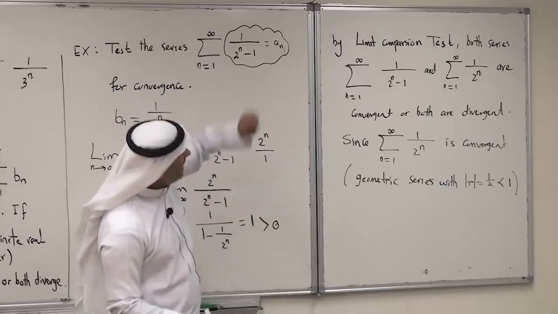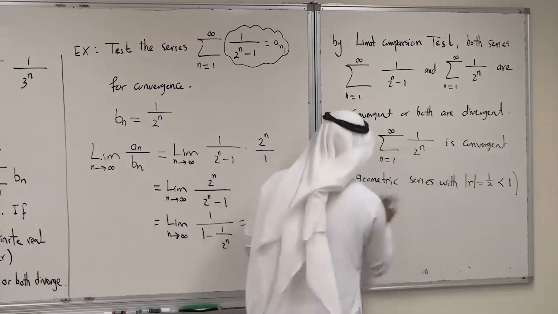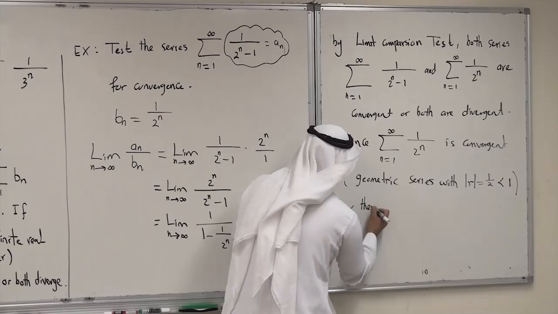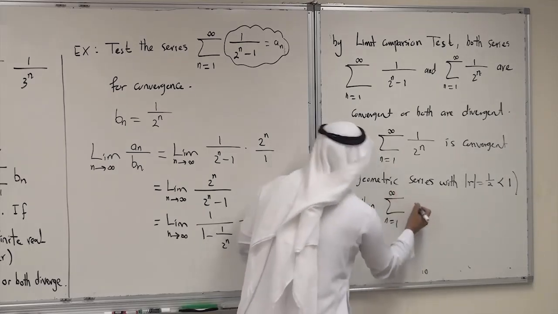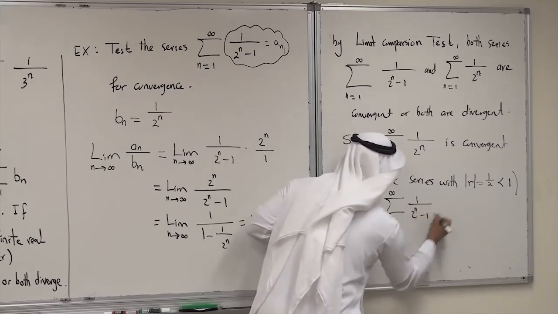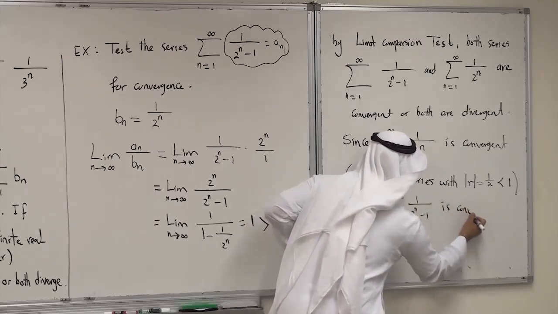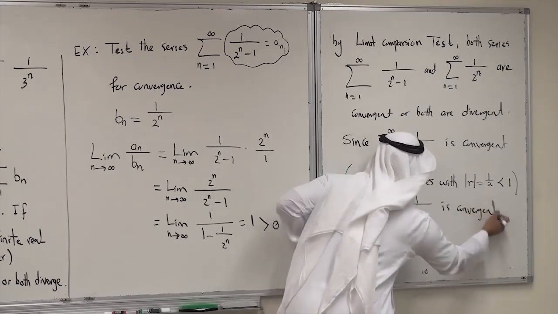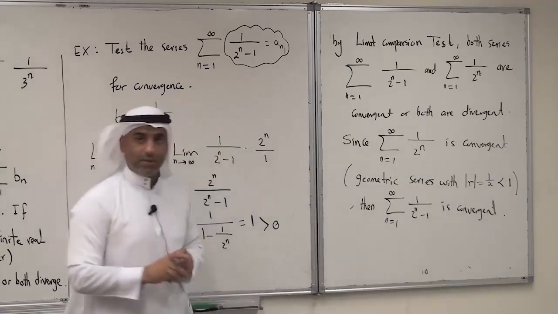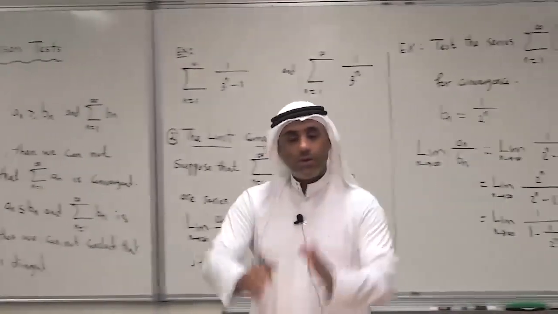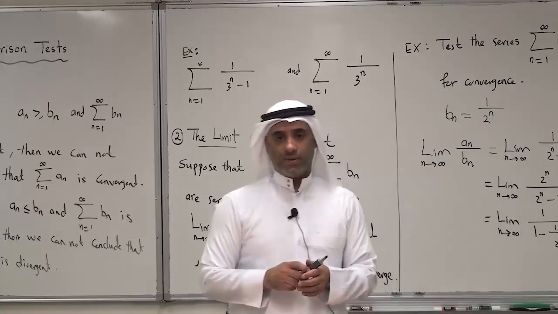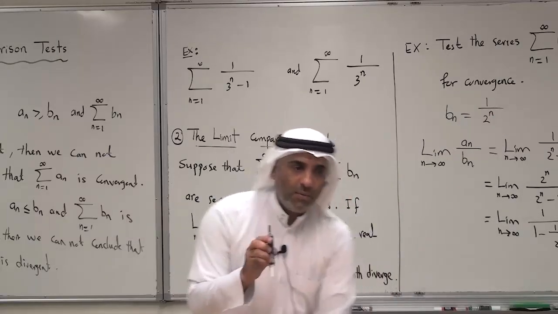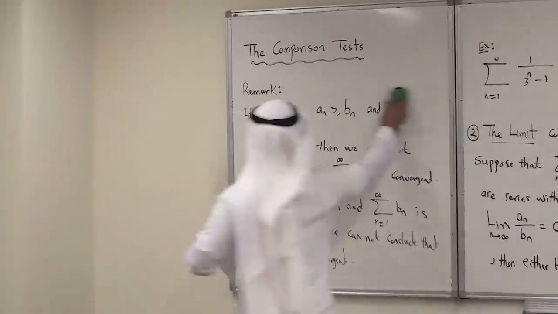So what can we say about the other one? Since this is convergent, then the other series, n equal to 1 up to infinity of 1 over 2 to the n minus 1, is convergent. Who says this? The limit comparison test. The limit comparison test says both series are convergent or both are divergent. We know one of them is convergent, so the other one is convergent. Let us see more exercises. Let us see one more exercise, at least about the limit comparison test.